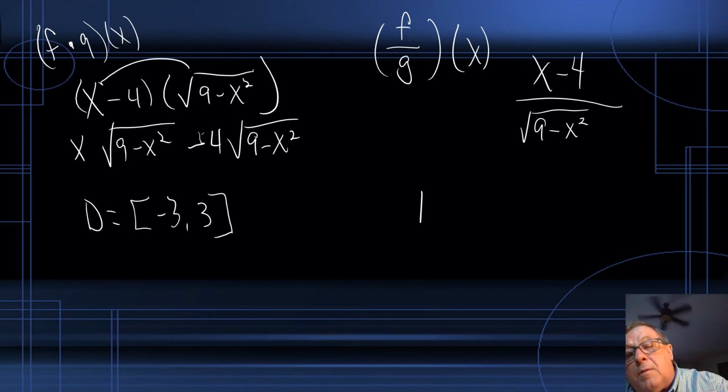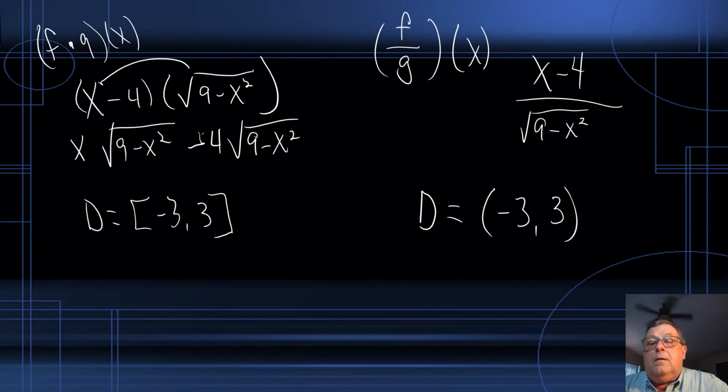So this time my domain's got a slight change in that my interval is still -3 and 3, but I cannot include -3 and 3. So notice the difference. Over here I used a bracket. That means that those -3 and 3 are included in the solution set. Here we used a parentheses, which means that we can go right up to that amount, but we cannot include that. So (-3, 3).